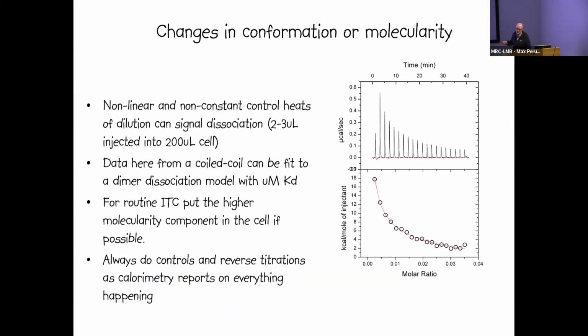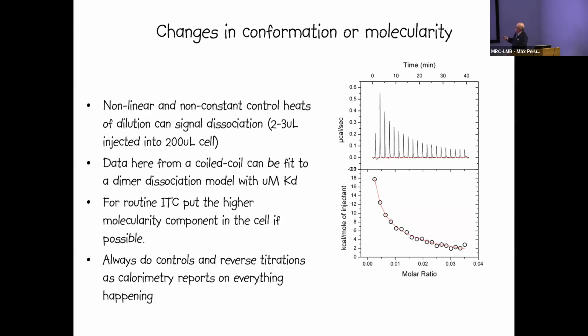We can use ITC to look at changes in conformation or molecularity, and this is often seen when you're looking at molecules, for example coils, which, when they're truncated out of their biological context, are often not particularly stable. And quite commonly, when you look at the control heats, where you're just injecting the coil into buffer, you see a non-linear and decreasing endothermic type of titration like this.